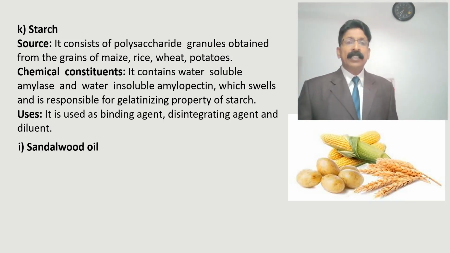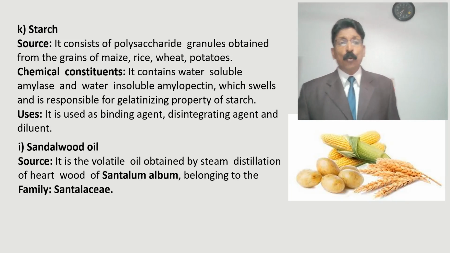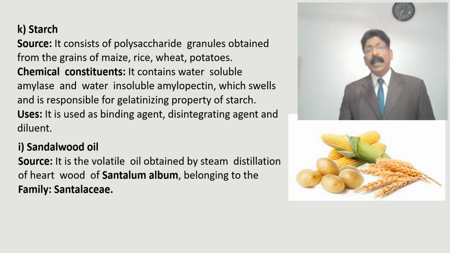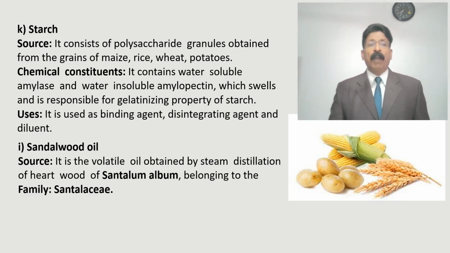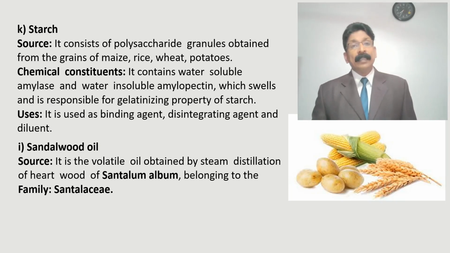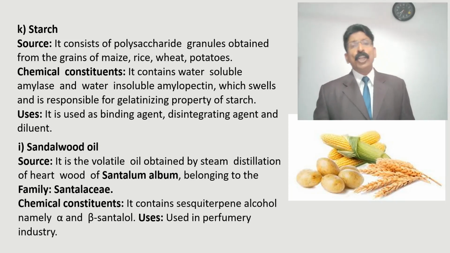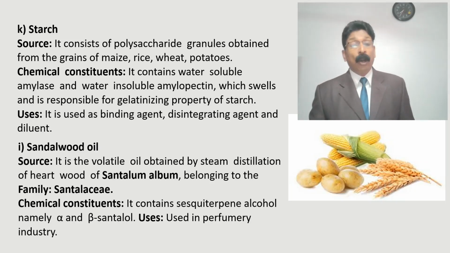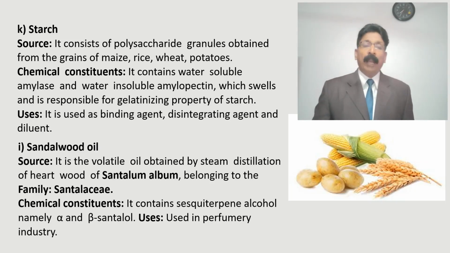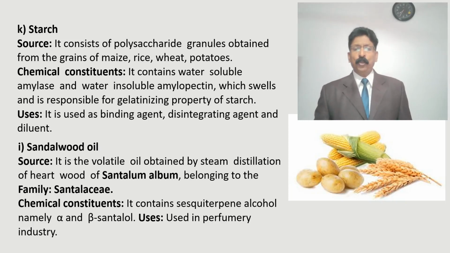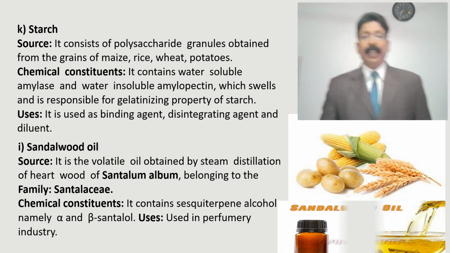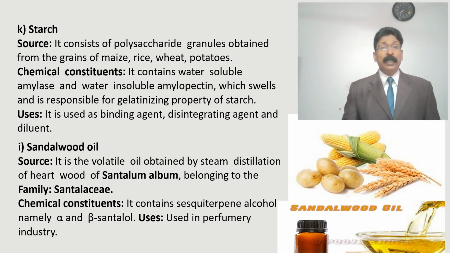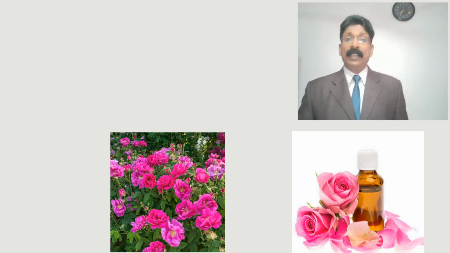So as we have seen, starch can be obtained from potato, maize, and even from wheat and rice. Sandalwood oil, the next example. The source is a volatile oil obtained from the steam distillation of the heartwood of Santalum album, belonging to the family Santalaceae. The chemical constituents present in sandalwood are sesquiterpene alcohols, namely alpha and beta santalol. Uses: it is used in the perfumery industry. We know that very well, the interesting tree of sandalwood.